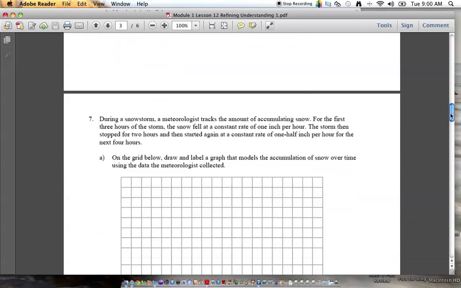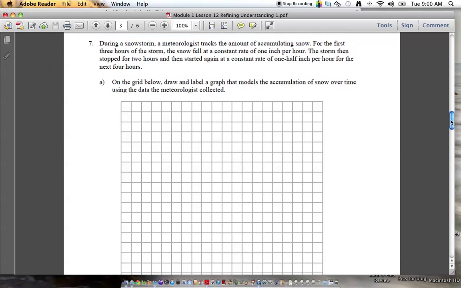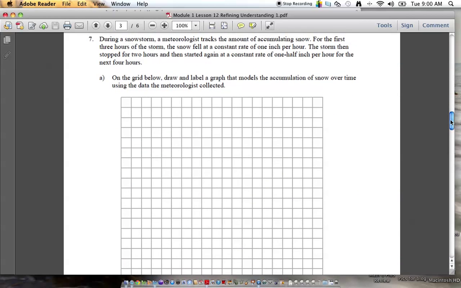Next. Number 7, during a snowstorm. This was again a sample question they gave us. What I would like you to do now is, with the person sitting around you, do this question. Work together with somebody. Go ahead.